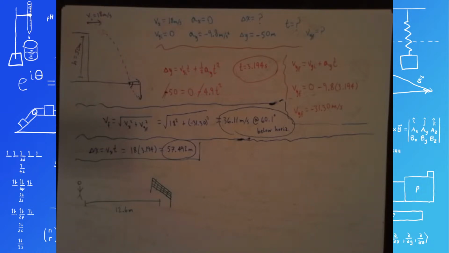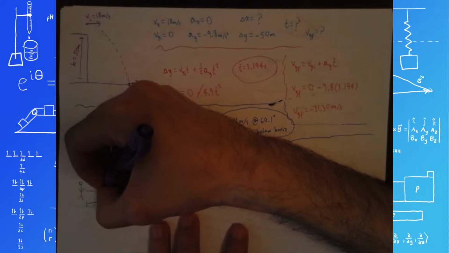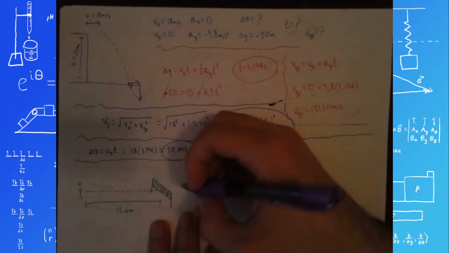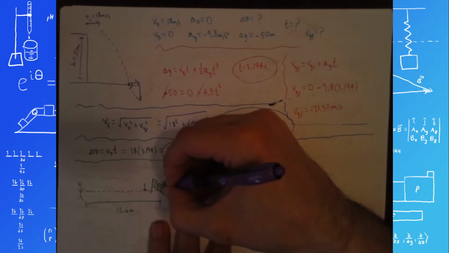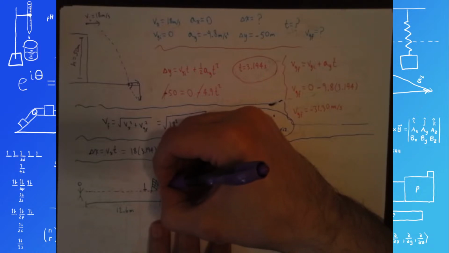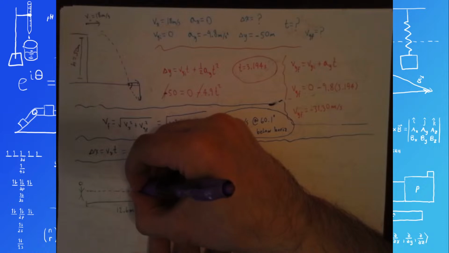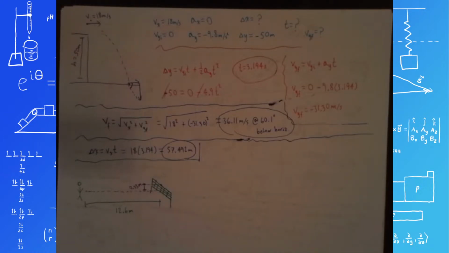So it must rise 0.33 meters. So I guess the point that the person's hand and the racket hit the ball from is 0.33 meters below the top of the net, which I'm going to draw from there. Okay, so that is 0.33 meters. It needs to rise at least 0.33 meters.